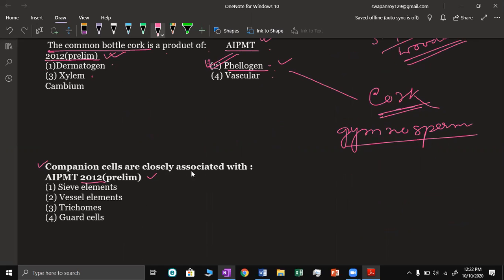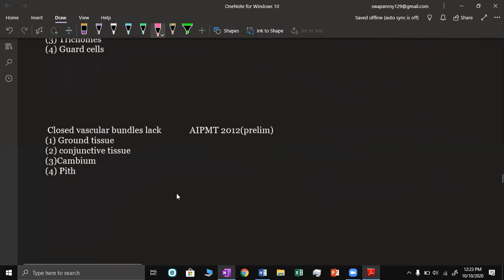Companion cells are associated with, they are components of the phloem tissue. So companion cells are associated with sieve tube elements. That is why they form the company of the sieve tube, closely associated.